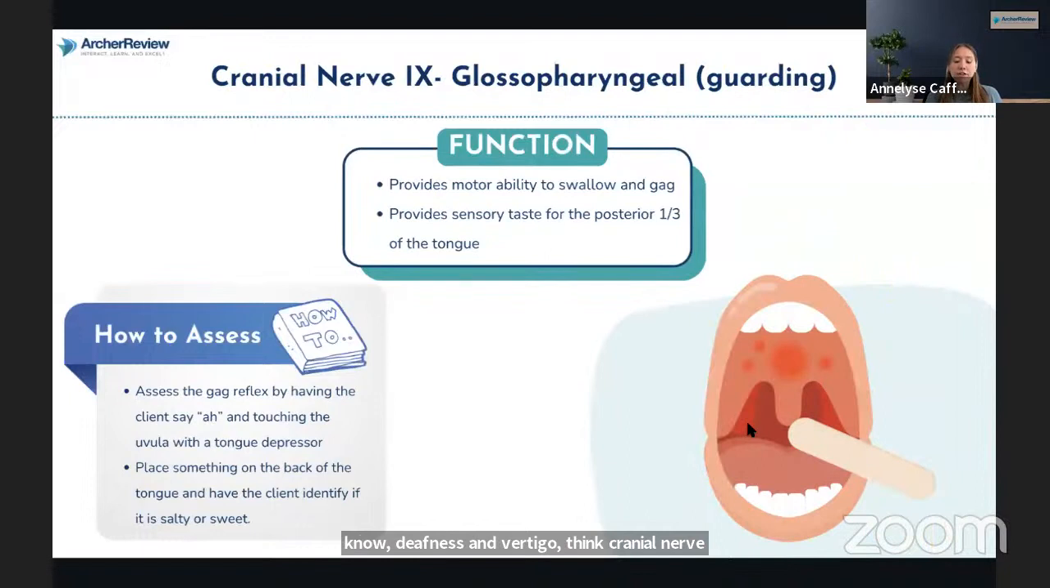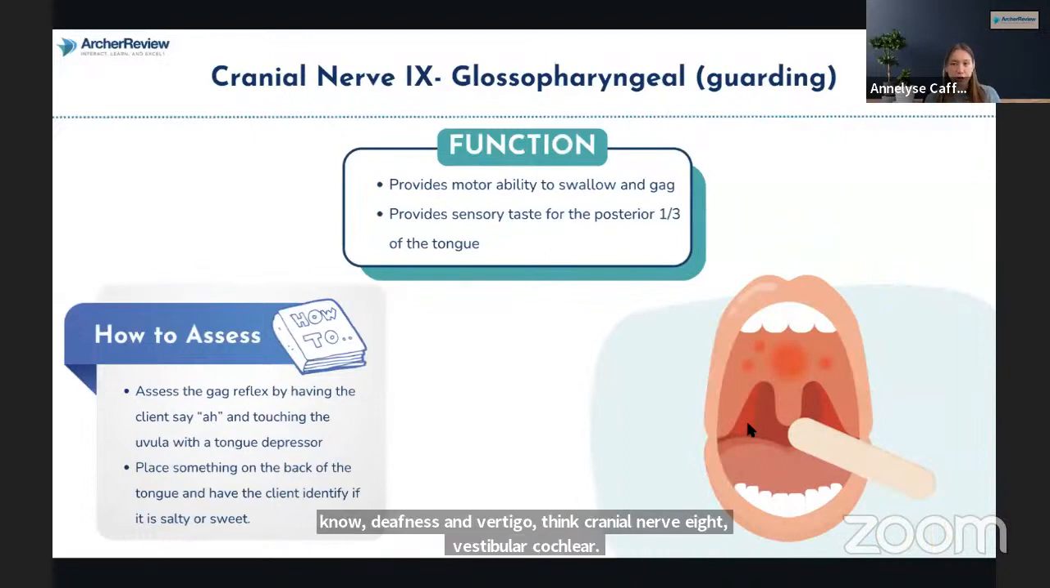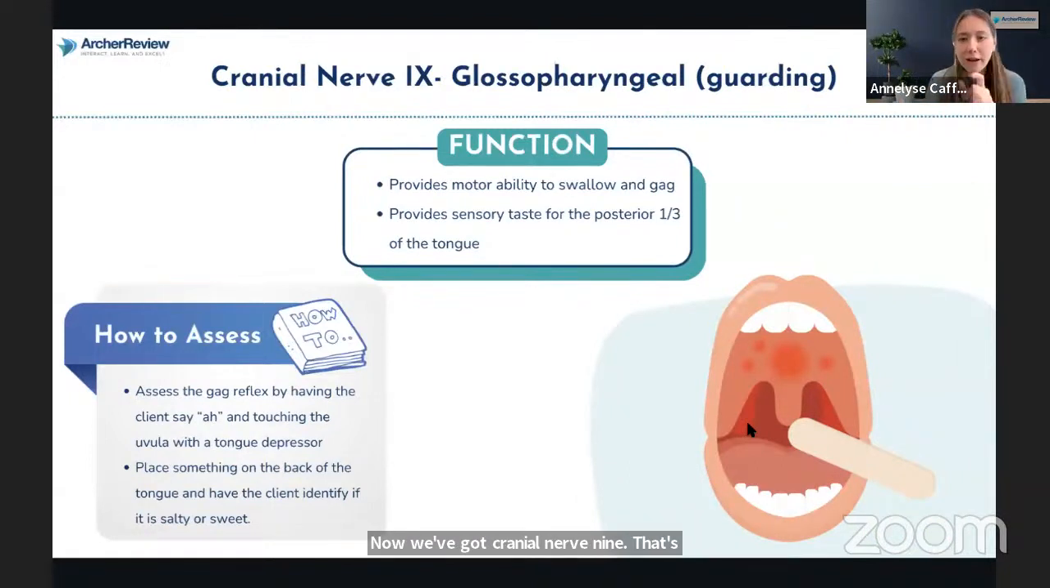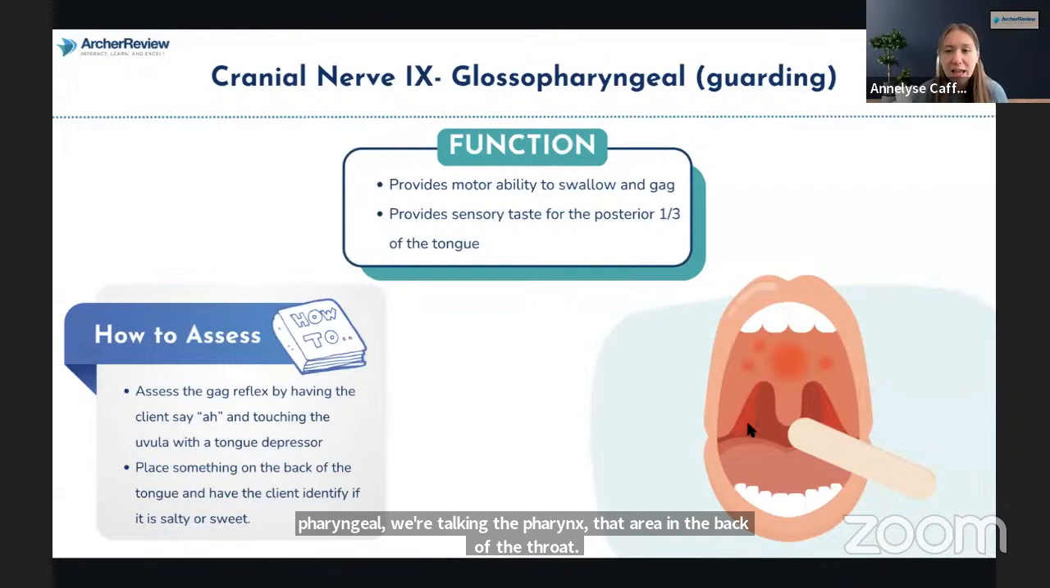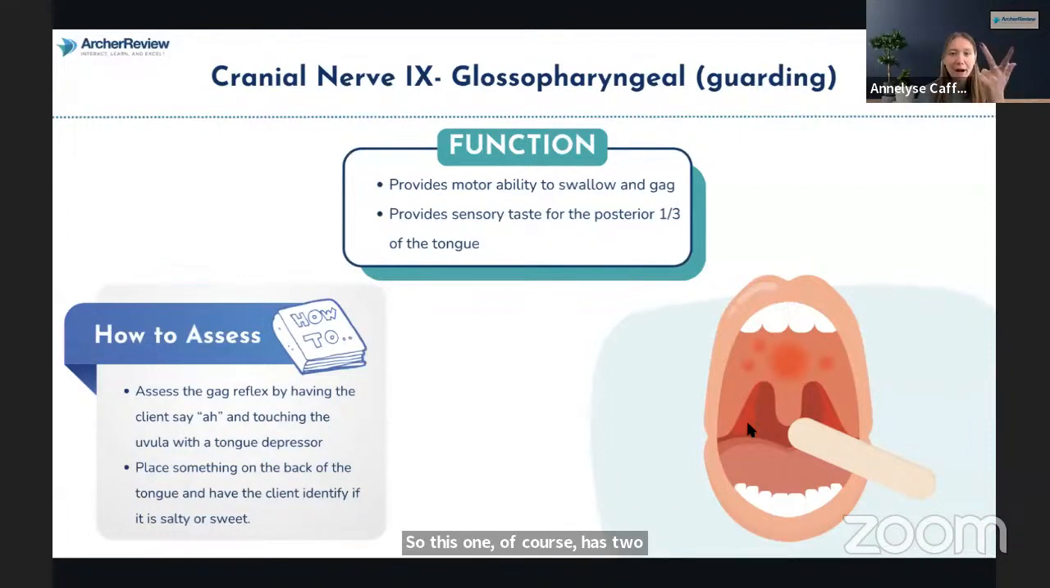Now we've got cranial nerve 9, that's glossopharyngeal. This is going to help me remember if you break down that word, glossopharyngeal. So pharyngeal, we're talking the pharynx, that area in the back of the throat. So this one, of course, has 2 functions once again. Some say Marry money, but my brother says big brains. So that's both motor and sensory.